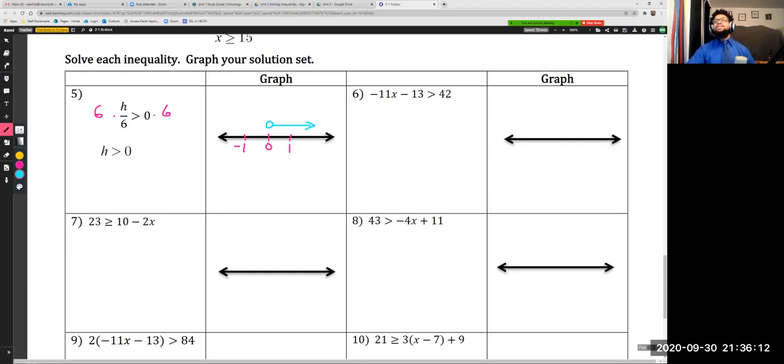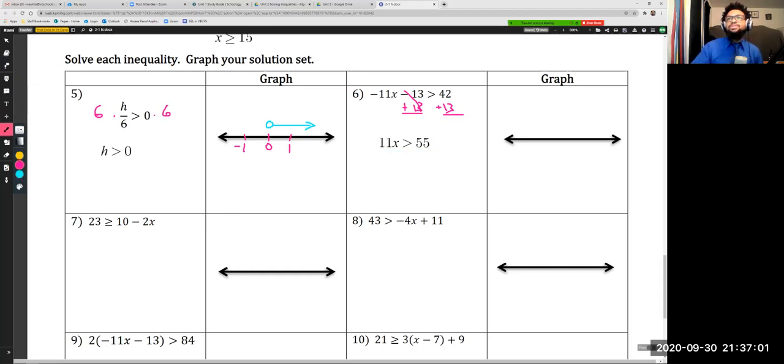All right, so let's do number 6. Number 6 says negative 11x minus 13 is greater than 42. So let's start to solve this. This one is not a 1-step, this is a 2-step. So my first step is going to be to move my constant term. I'm going to do that by performing my opposite operation, which is plus 13. By now you guys are probably experts at doing this. Minus 13 plus 13 goes to 0. What I'm left with is this 11x is greater than, and then 42 plus 13 is going to give me a 55. So I have 11x is greater than 55.